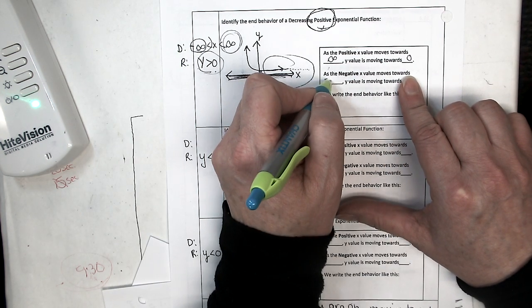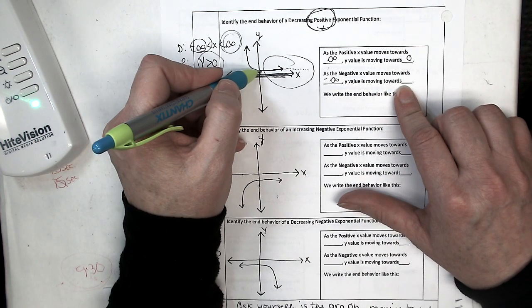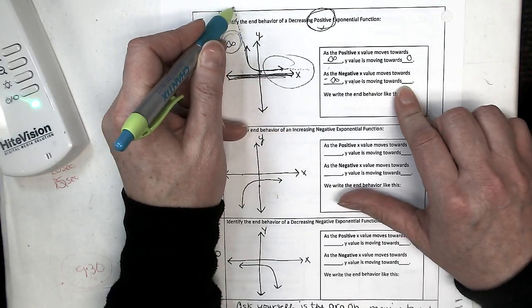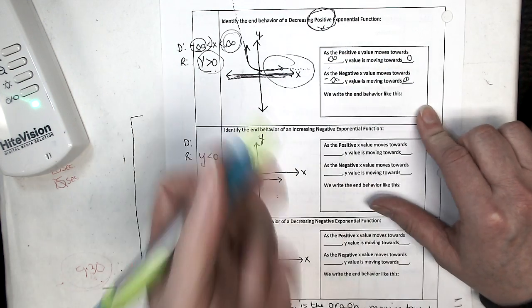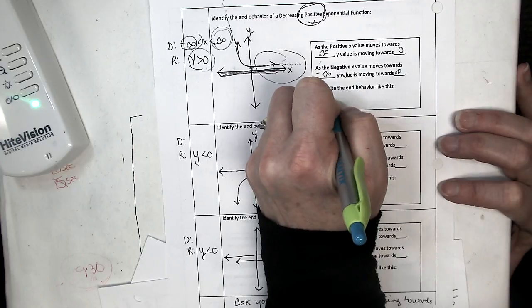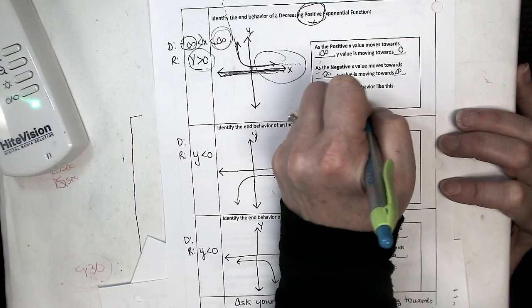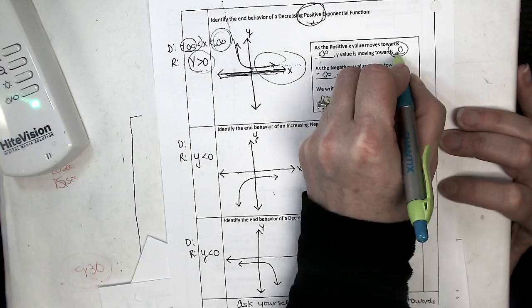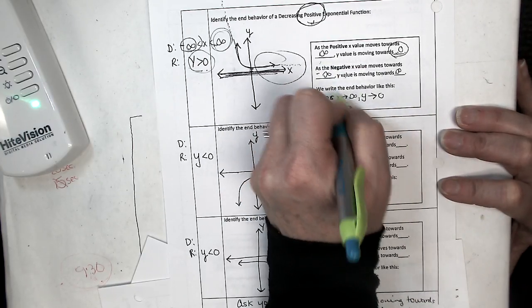Write positive x goes towards infinite. What's happening to my y value? My y goes towards 0. Yep. As my negative x goes towards negative infinite, my y value goes towards infinite. So this part right here is what you say in your head. This is what you write down on paper. Okay, is that making a little more sense? Okay, well keep working with me, okay?